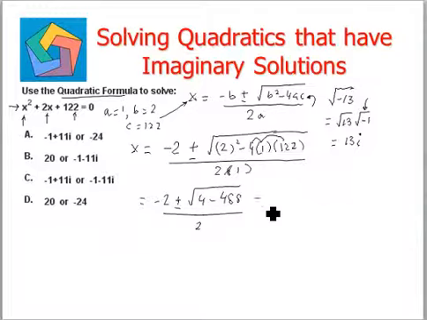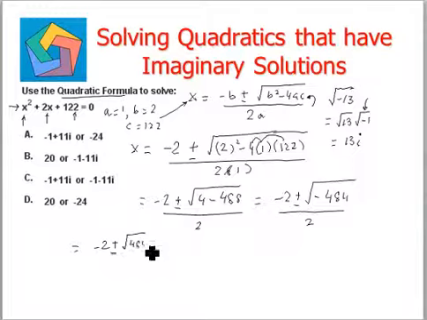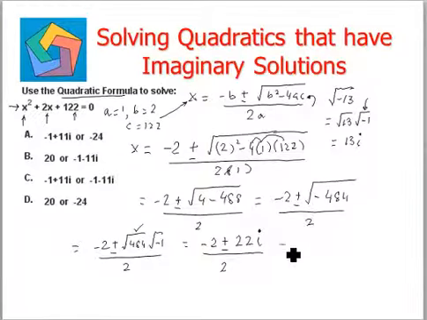This is equal to negative 2 plus or minus the square root of 4 minus 488, which is negative 484, divided by 2. This can be further written as negative 2 plus or minus the square root of 484 times negative 1, divided by 2. This is equal to negative 2 plus or minus 22, since 484 is a perfect square of 22, and square root of negative 1 can be written as i, divided by 2. Dividing the whole expression by 2, we get negative 1 plus or minus 11i.